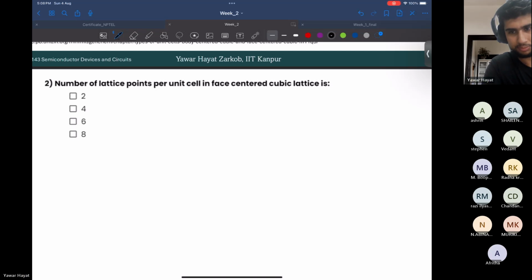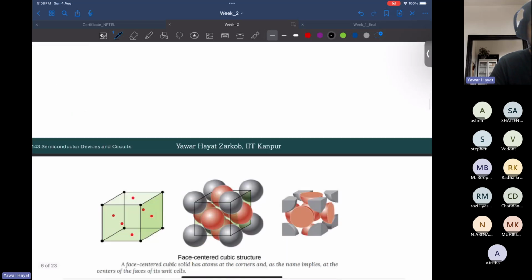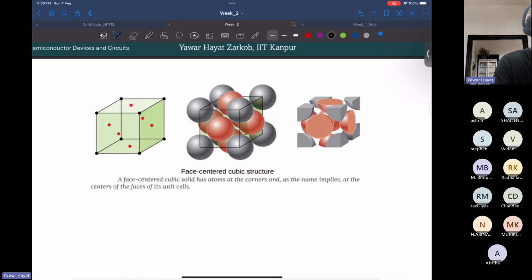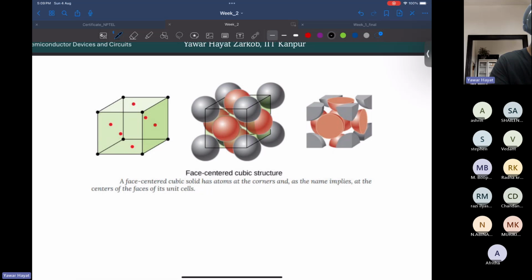Anyone? Fine. So what is a face-centered cubic lattice first, right? In a face-centered cubic lattice, in addition to the primitive unit cell, at each face we have an atom, right? I mean, 2 unit cells. See, there would be an adjacent unit cell, right? Like this.